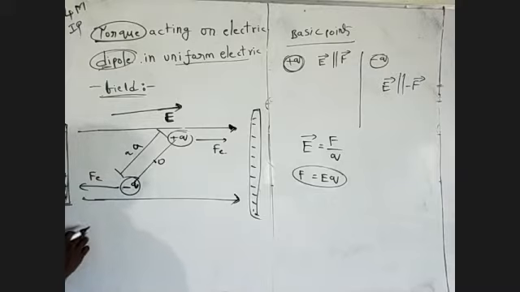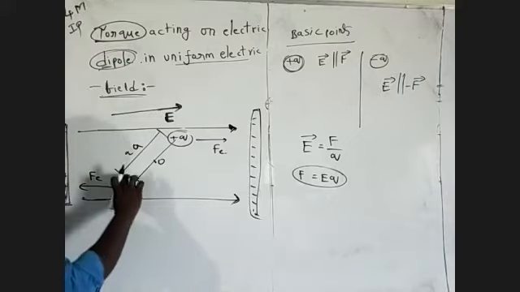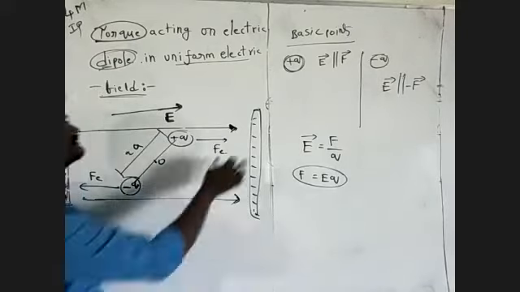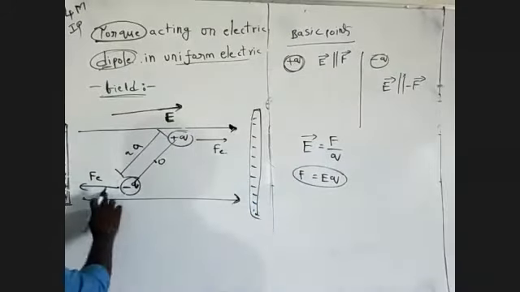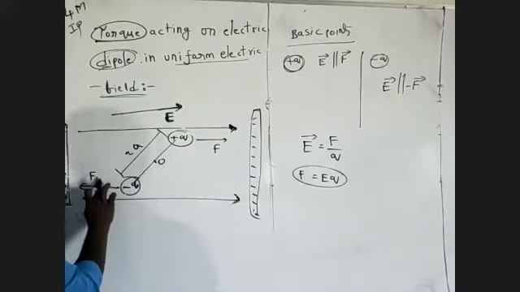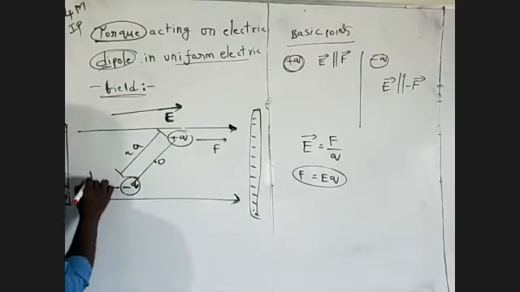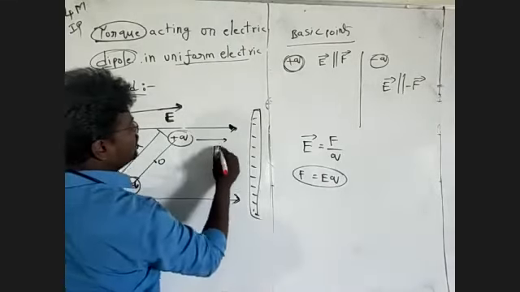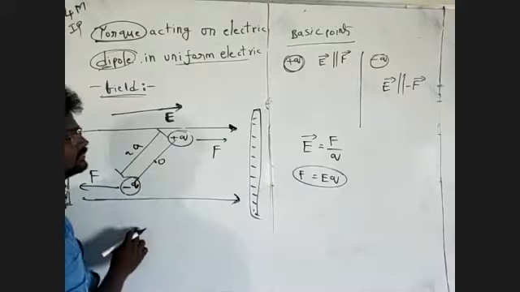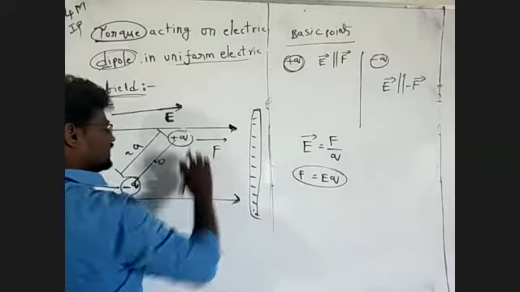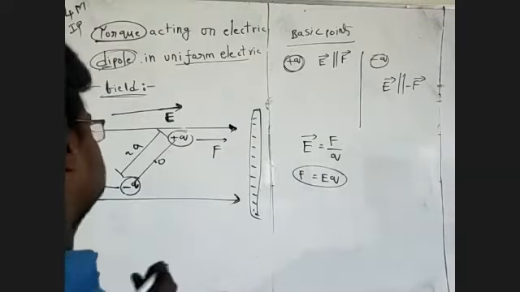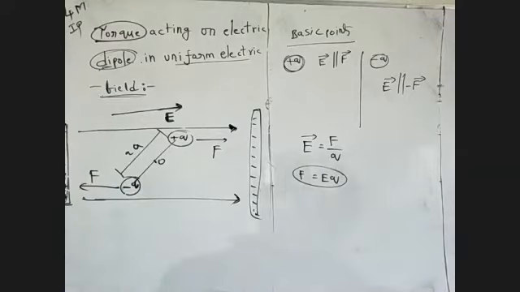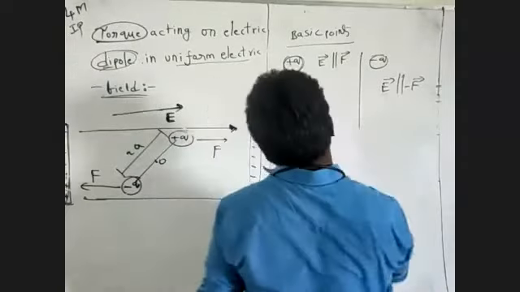This is a positive plate. This positive plate will attract negative charges in this direction. This is a negative plate. This negative plate will attract positive charges in this direction. Both forces are equal but act in opposite directions. Now we'll see what will happen in this situation.